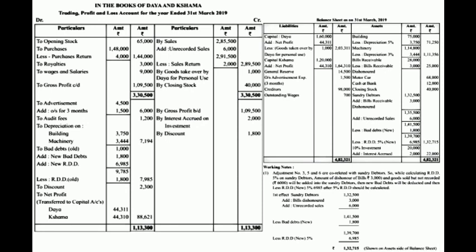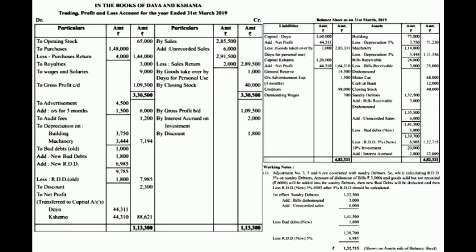So now we have to start closing the accounts. First we will start with the trading account. We have to take the total of credit as well as the total of debit. So here we can see that the credit total is heavier. It's 3,30,500. So we have to write this amount on both sides, 3,30,500.